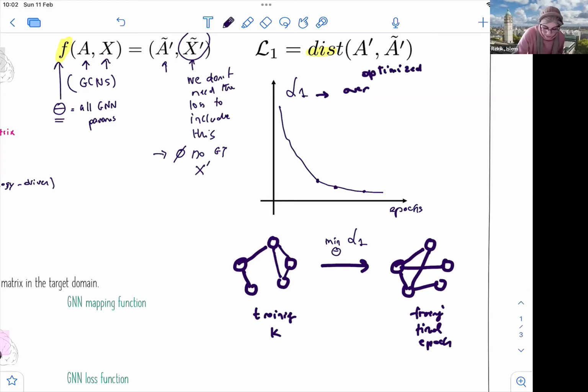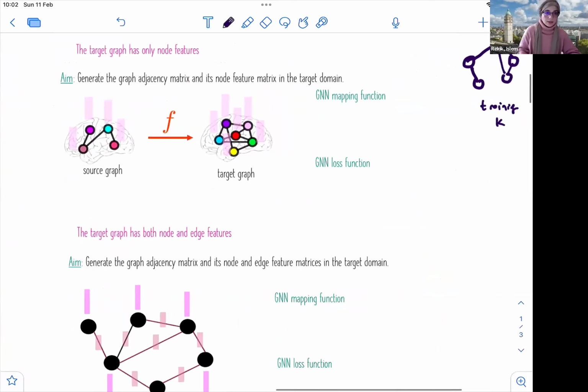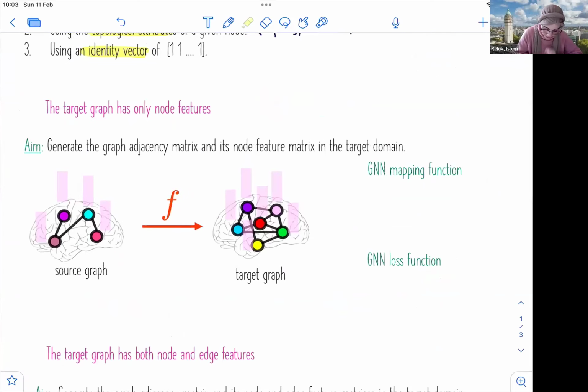And we know that already, okay, the train set. So we need to optimize over the train set, the training graphs. All right, now the second question, the second scenario is when we have a graph. The graph has only node features. So now we do have the ground truth node features, and we want to predict the topology.